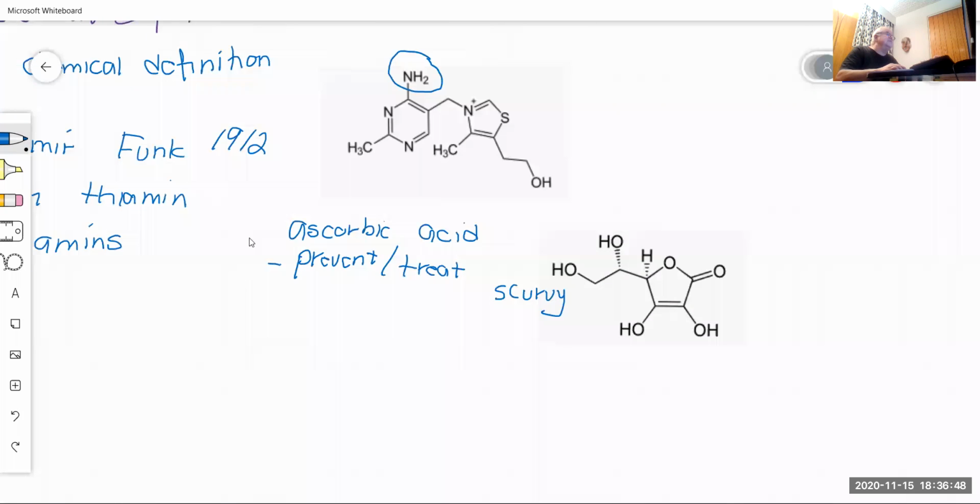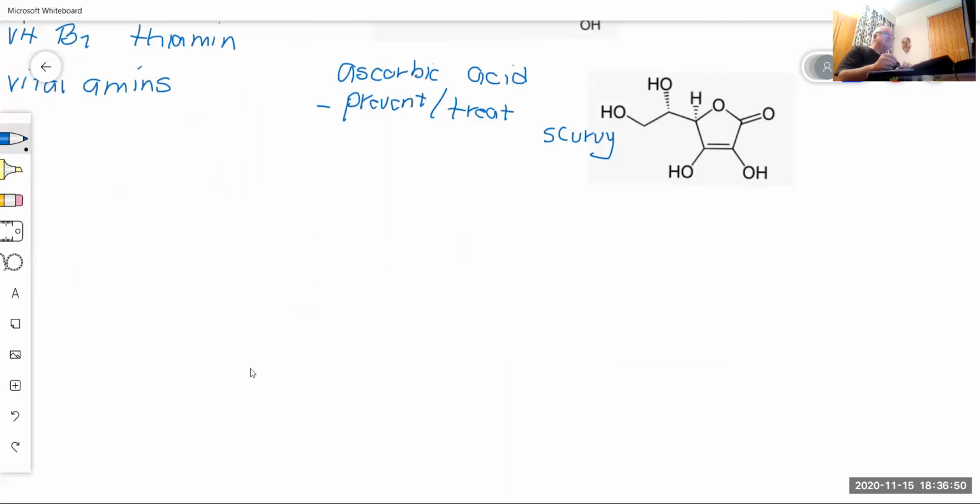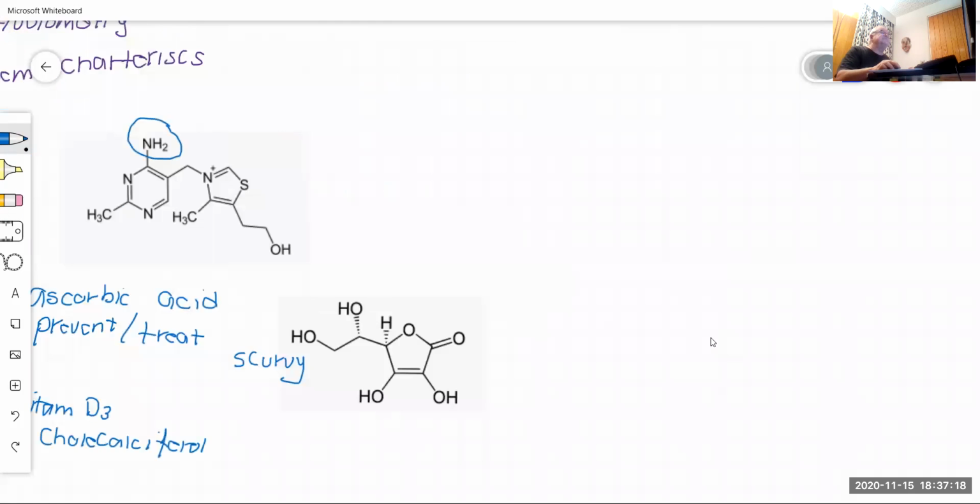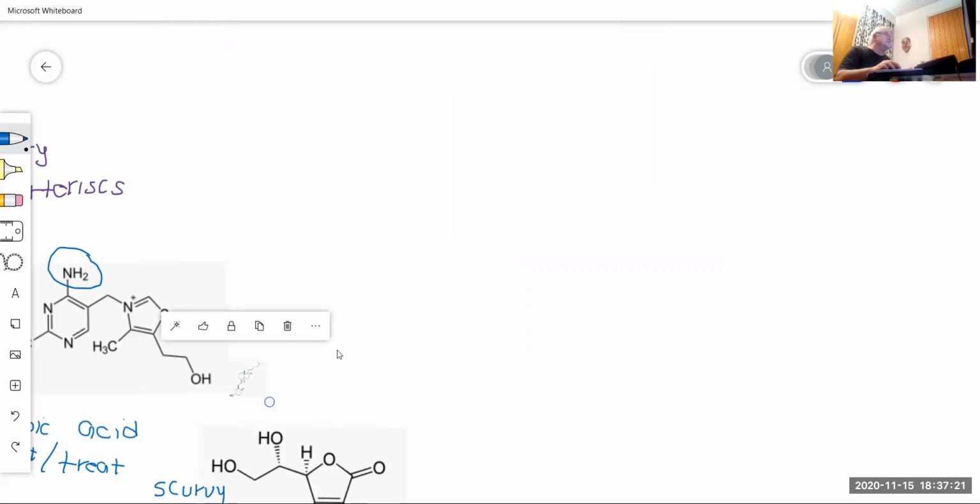Then let's say what else we have. We might wonder what is vitamin D, let's say D3, which is now cholecalciferol. And let's take a look at the structure. It's here.